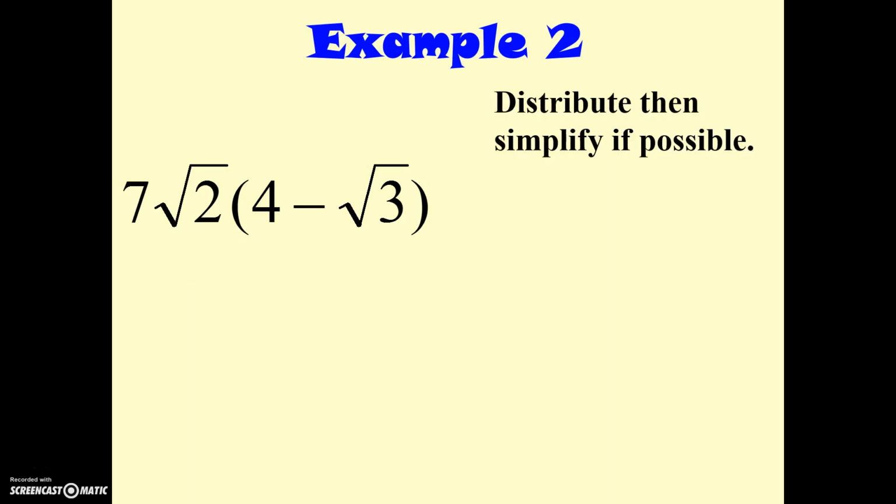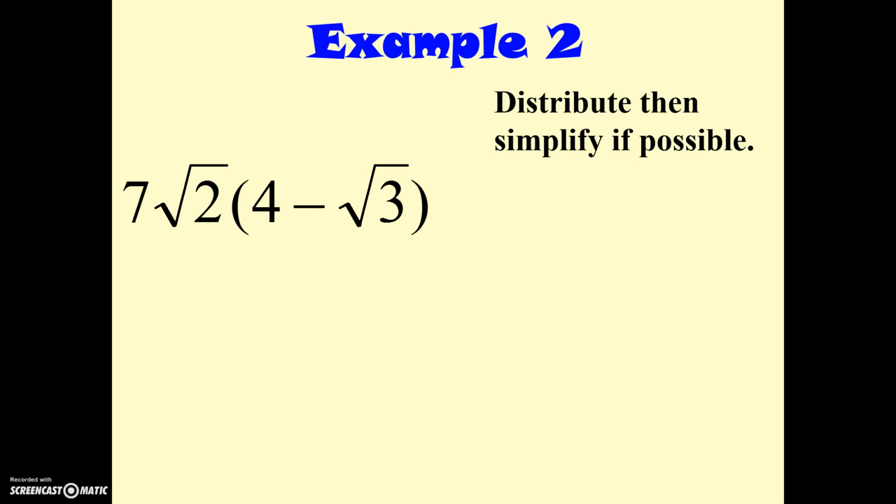Distribute, then simplify if possible. So we have 7 radical 2. That means we're going to multiply that by 4 first. That 4 is a whole number. It's not a radicand. So we will multiply the 7 and the 4 together. And then we will multiply the 7 radical 2 times the negative radical 3.